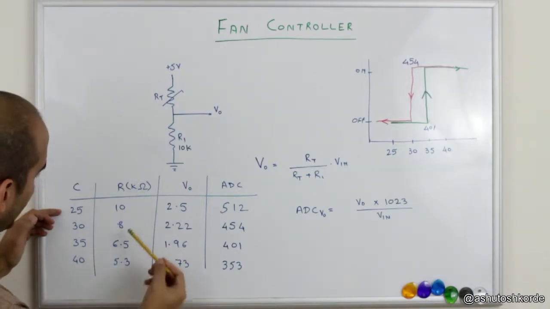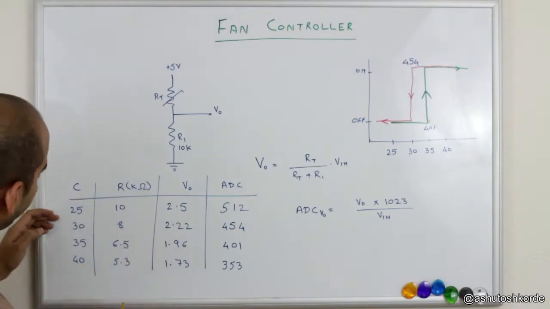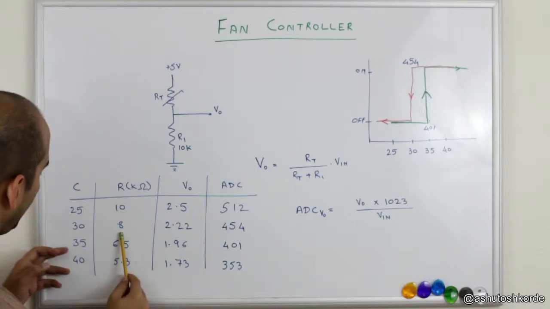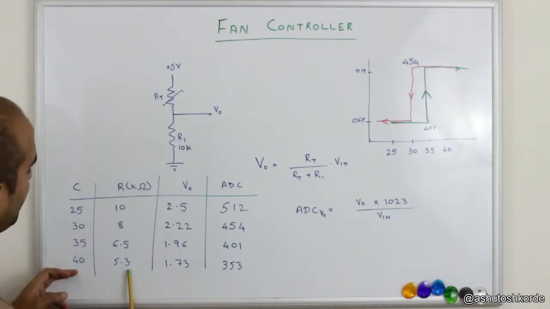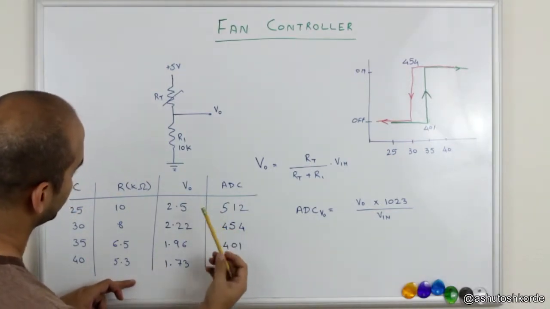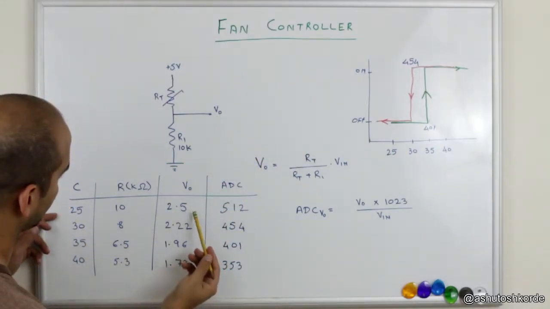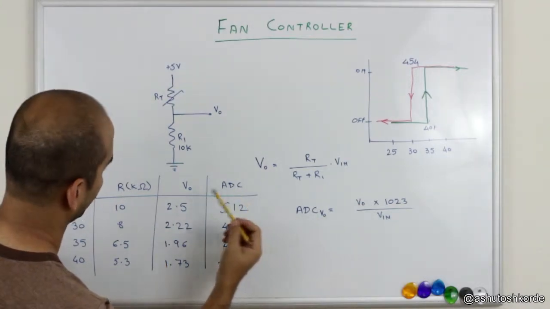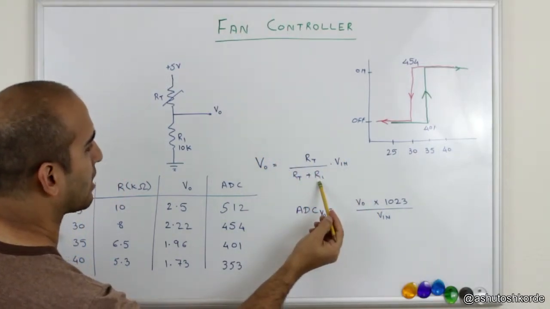the values the data sheet has given, wherein at 25 degrees it is at 10K, at 30 degrees the resistance drops to 8K, at 35 it becomes 6.5K, and at 40 degrees it becomes 5.3K. And effectively the voltage at this point V0 will change according to the temperature, and I've calculated this voltage using this formula here, and I'm assuming R1 to be 10K.